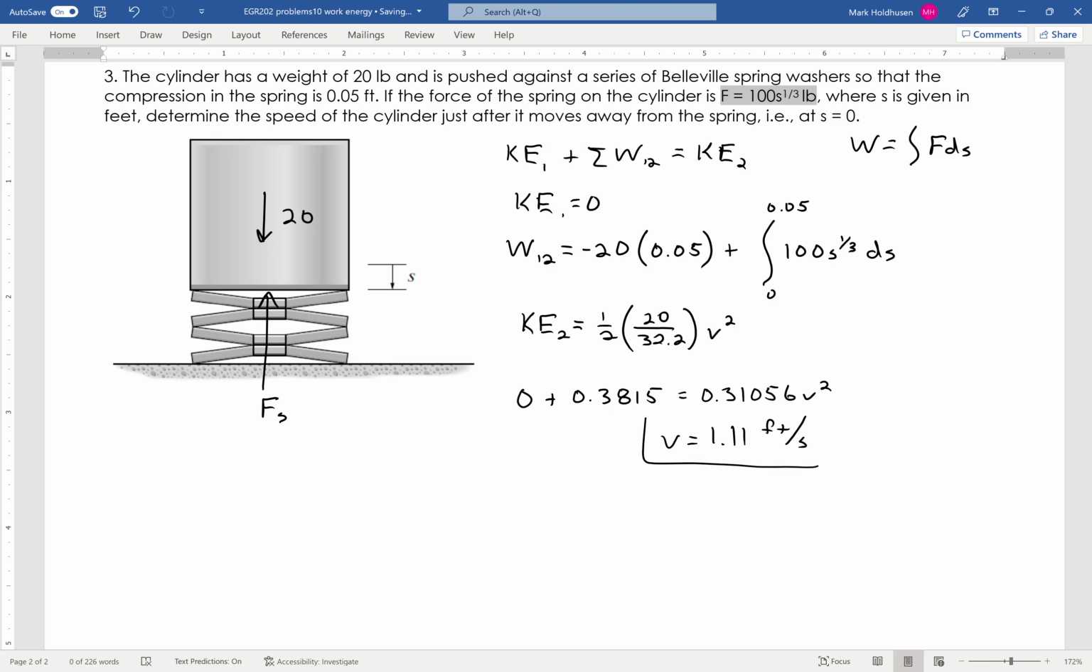So again, with this one, we have a nonlinear spring. So we have to go back to the base equation for work, which is the integral of F ds, and perform that integral for the nonlinear spring, knowing how the spring behaves relative to its compression. But once I have that, I can very easily find the work, set that equal to the final kinetic energy, and determine what the velocity would be once that thing is extended again.